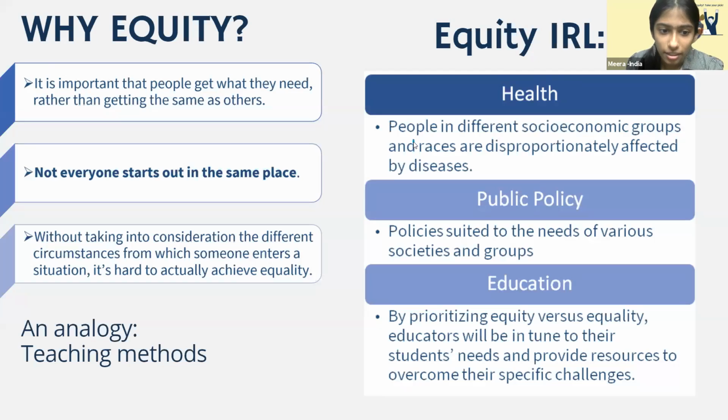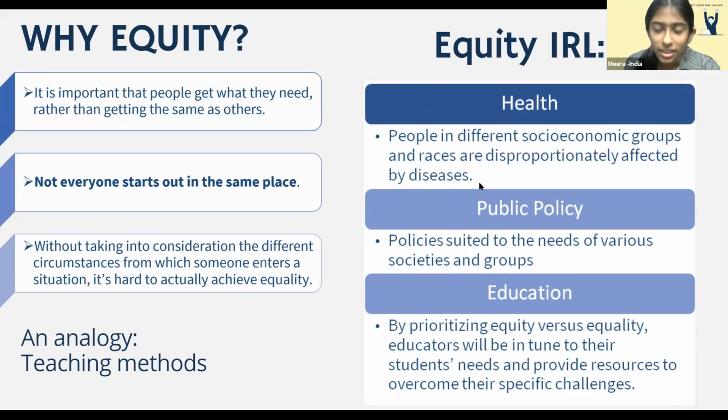First, the health sector. Health equity, according to the Center for Disease Control, the CDC, would mean that every person, regardless of their social position, has what they need to attain his or her full health potential. However, if we consider people in different socioeconomic groups and races, they are disproportionately affected by diseases. For example, those in poverty have a higher chance of developing a chronic disease.